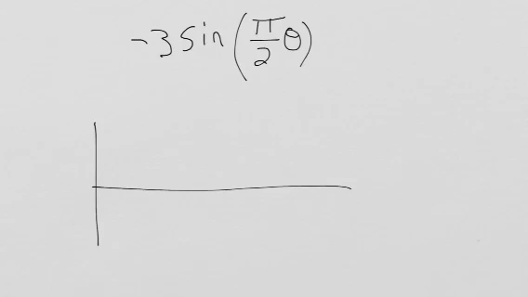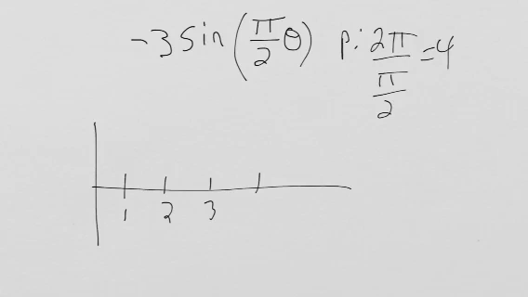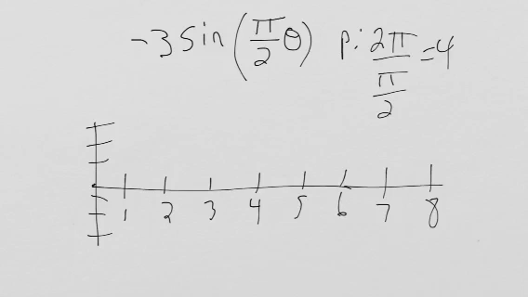Negative 3 sine pi over 2 theta. So again, the frequency is pi over 2, so the period is going to be 2 pi divided by pi over 2, which is going to simplify to 4. So that's easy. Our tick marks are just going to be 1. 4 divided by 4 is 1. So we have 1, 2, 3, 4, 5, 6, 7, 8. Notice that our amplitude is negative 3, so we're going to start at 0, but then we're going to jump down to negative 3, back to 0, up to positive 3, 0, negative 3, 0, positive 3, back to 0. Connect the dots.